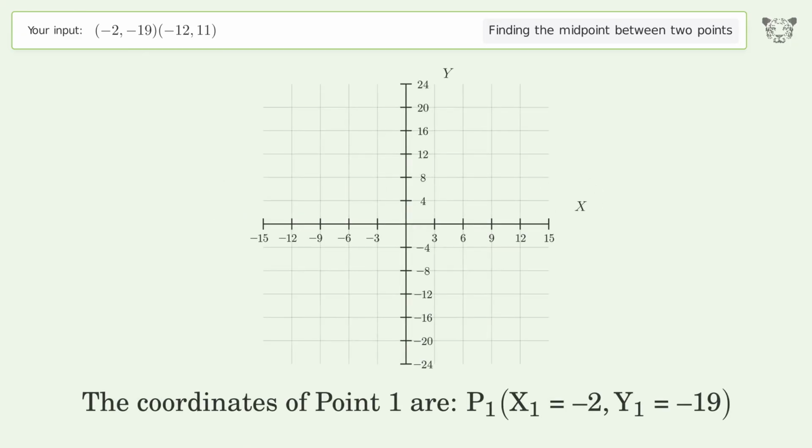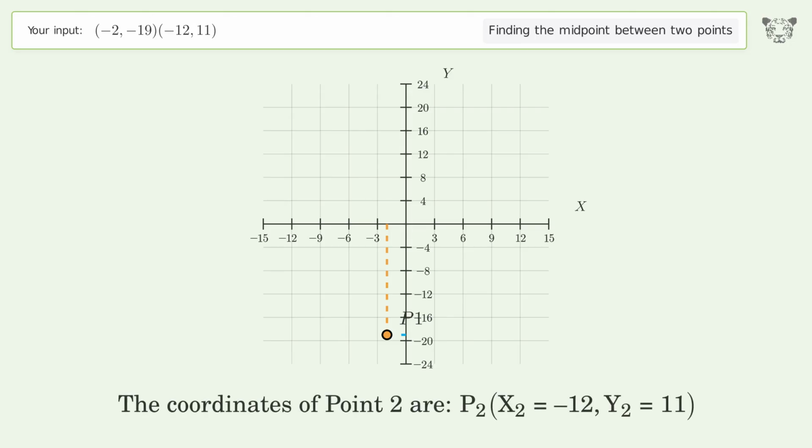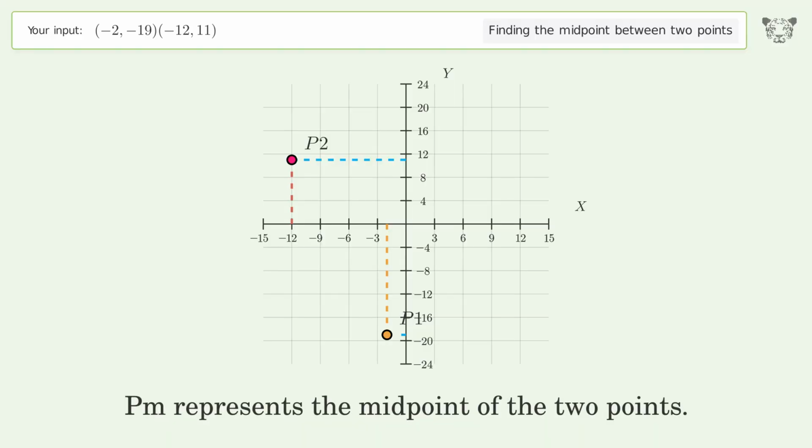The coordinates of point 1 are, x1 equals -2, y1 equals -19. The coordinates of point 2 are, x2 equals -12, y2 equals 11. PM represents the midpoint of the 2 points.